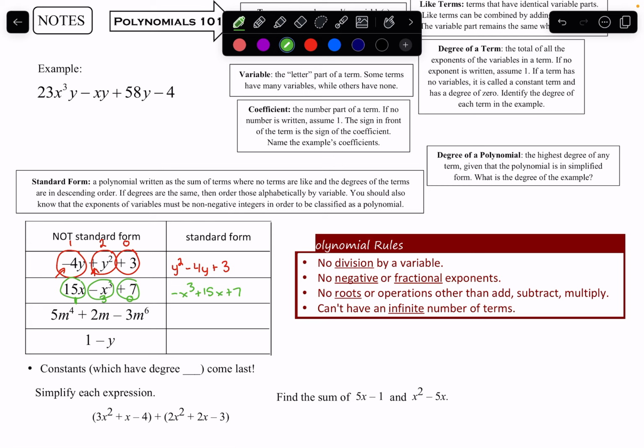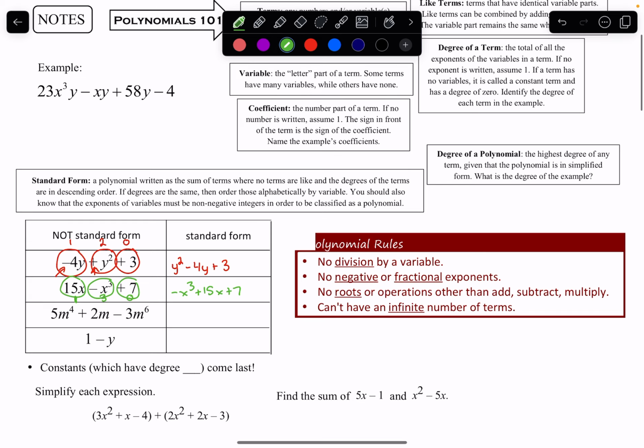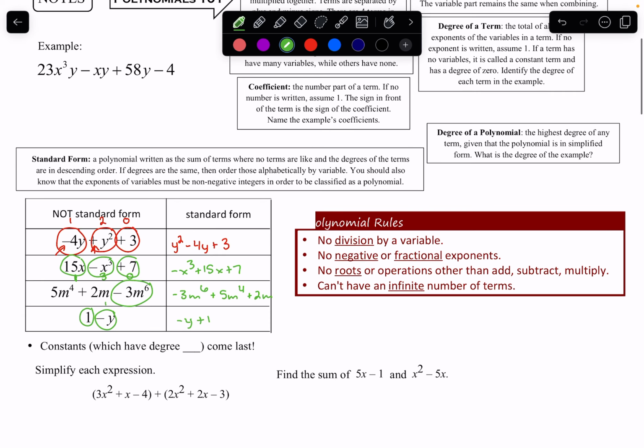The next one, it's pretty easy to see that the last one's the biggest, so I'm going to put that in front. I don't care that it has a negative number in the front. I care which has the biggest exponent. And then I'm going to put the plus 5m to the fourth plus 2m next. And then the last one, you've got a degree 0 constant right here and then a degree 1 coming after it. So the negative y would go first, the plus 1 would go second. So remember, constants have degree 0, so they go last.